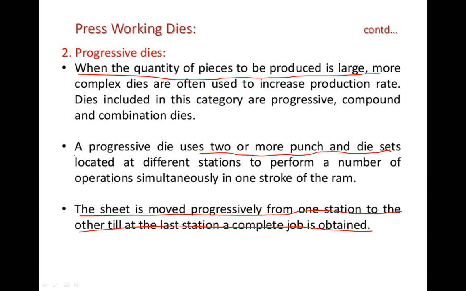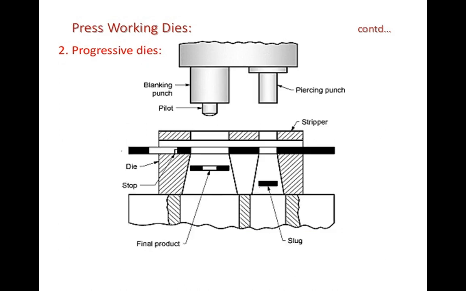This is the progressive die. It is used with two or more punch and die sets located at different stations to perform a number of operations simultaneously in one stroke of the ram. In one stroke of the ram, two or more operations are performed simultaneously.